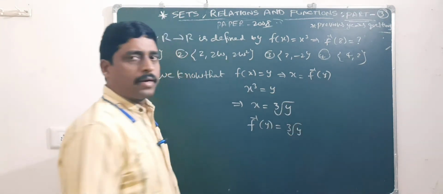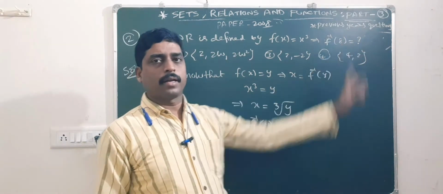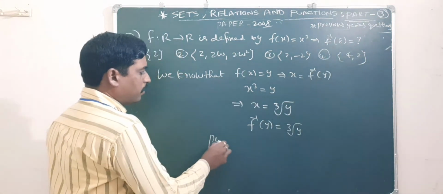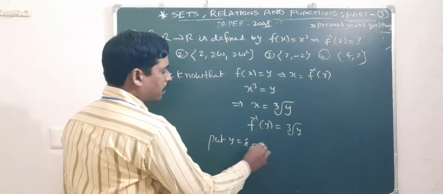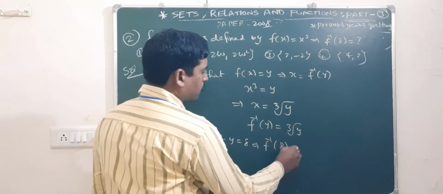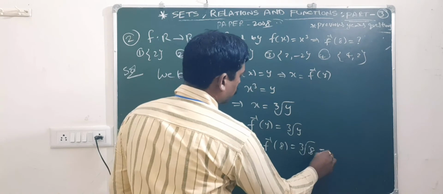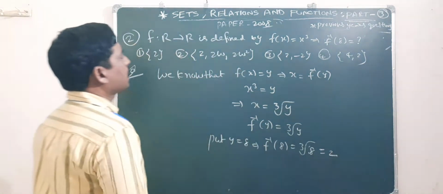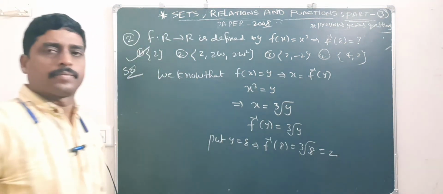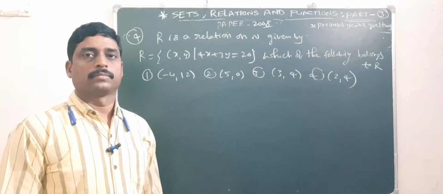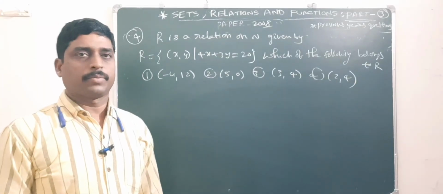But what is required? F inverse of 8 required. Put y is equal to 8. Therefore f inverse of 8 is equal to cube root of 8. This is nothing but 2. So which option is correct? First option is correct. Let us go to the next problem.